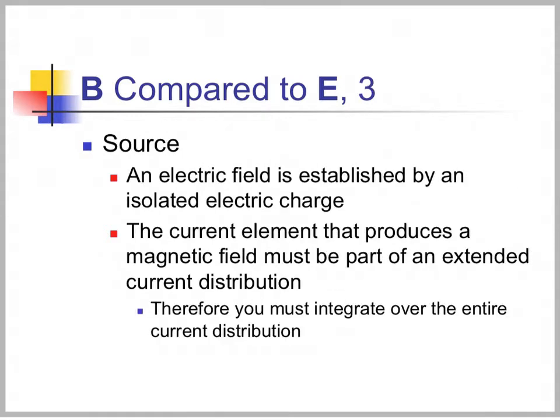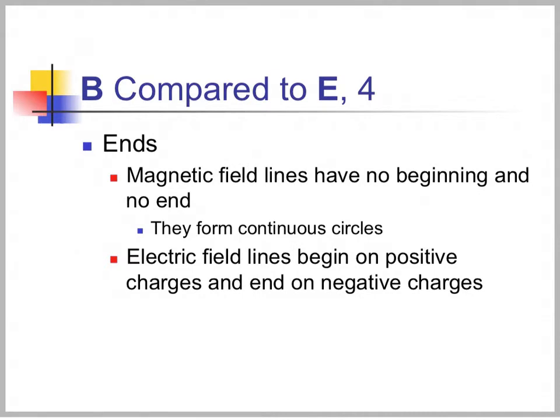If we look at the sources, electric fields are established from an isolated electric charge. For a magnetic field, a current element that produces a magnetic field has to be part of an extended current distribution. So we have to integrate over the entire current distribution. I can't have just a single piece of current. And if we look at magnetic field lines, they have no beginning and no end. They always form continuous circles, whereas electric field lines began on positive charges and ended on negative charges.